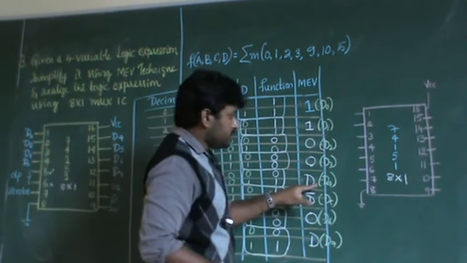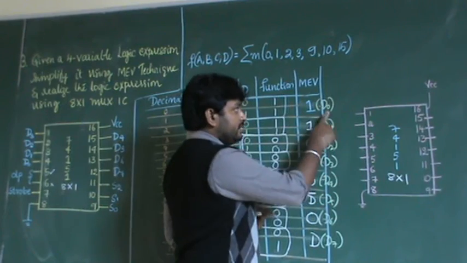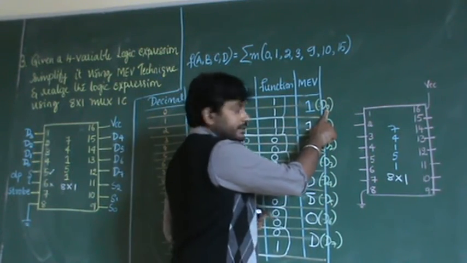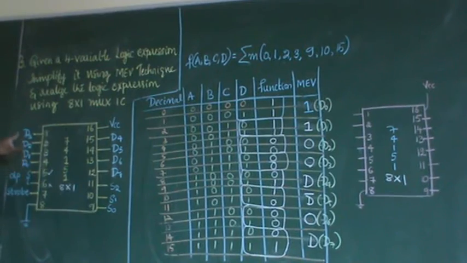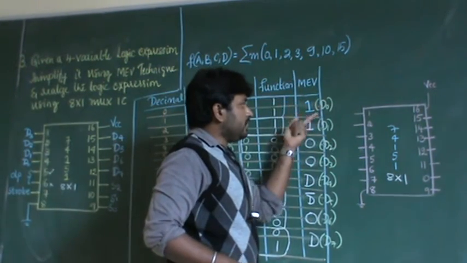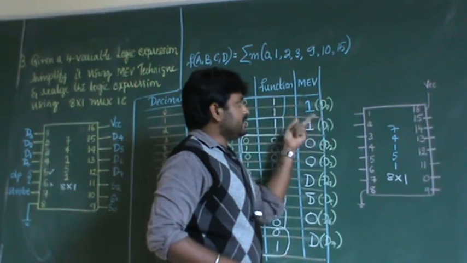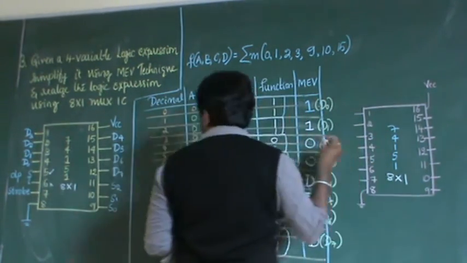So what should the 4th pin be connected to? See, D0 means 4th pin, right? D0 means here, D0 means 4th pin. D0, D1, D2, D3. What do I have to connect? D0 and D1. D0 and D1 is nothing but 1. So let me write it in that also.